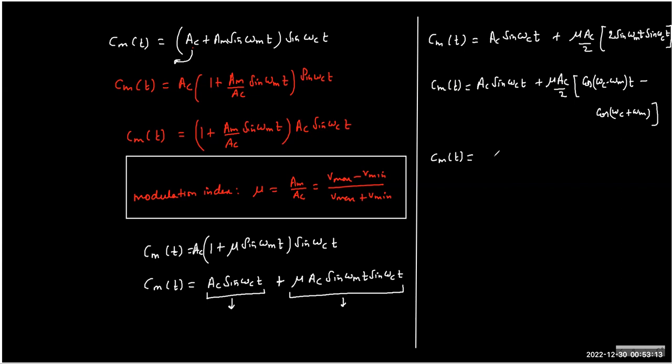So you can think of this modulated signal as a superposition of three types of signal. Carrier. Then the other has the modulation index into AC by 2 into cos of the difference of frequency. And the last has mu AC by 2 cos omega c plus omega m. So by virtue of modulation, how many frequency components did you get?